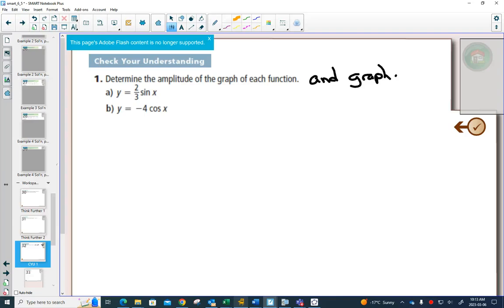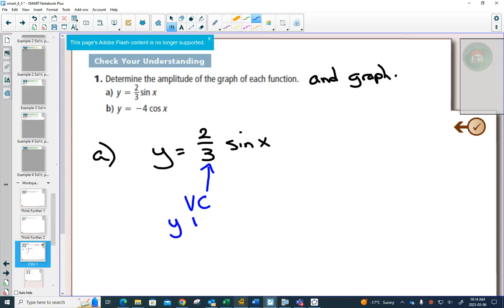So first of all, in A, using transformations. There is a 2/3 that is added in front of the function. Can you see that that 2/3 is outside of the function? This will be a vertical compression. You are going to multiply all your y values by 2/3.